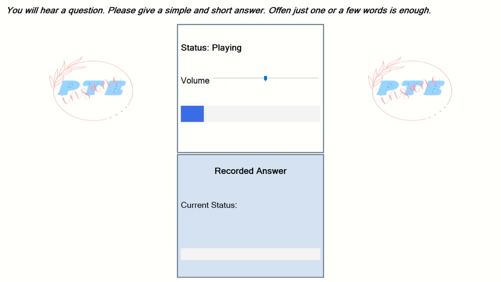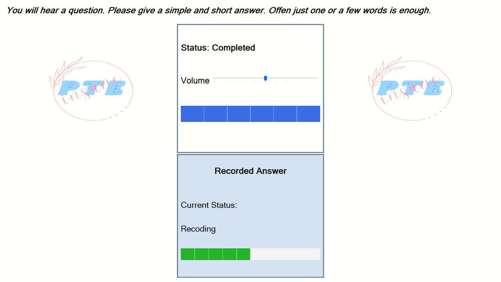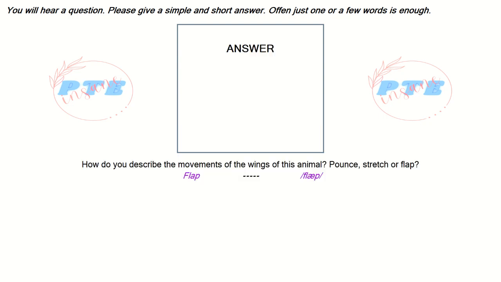How do you describe the movements of the wings of this animal? Pounce, stretch or flap? Flap.